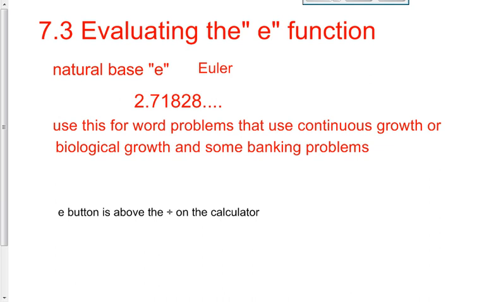Looking at section 7.3. We will be evaluating the e function, which is the natural base e from the mathematician Euler. Some people say Euler, whichever. We'll be looking at this particular function today. The Euler number is approximately 2.7182. It's kind of like pi, one of those never-ending decimals.